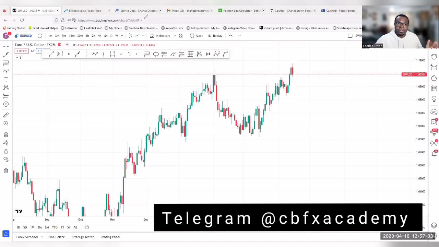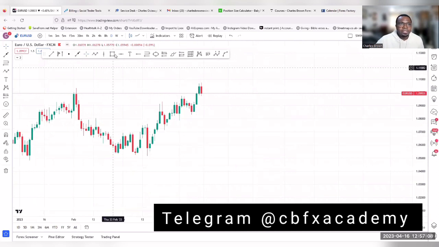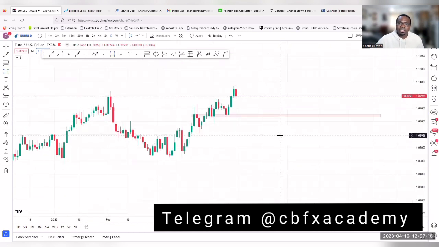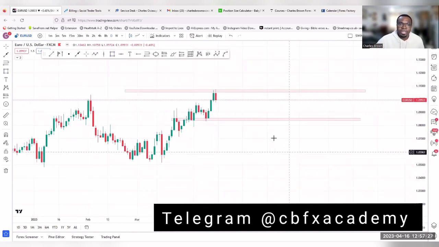Now, let me mark out the zone so you understand it. We're expecting a pullback. But here is the major key area, which is 1.1918 around the zone. Let's put this as a key area that you need to focus your attention on. We're looking at this zone that already broke up. So this is your key zone now on the daily.